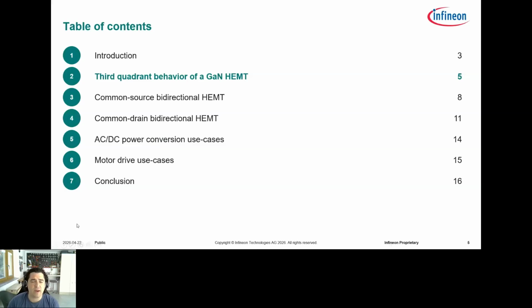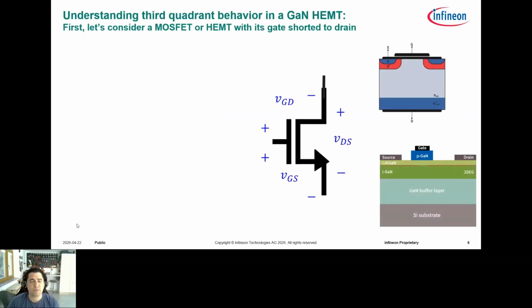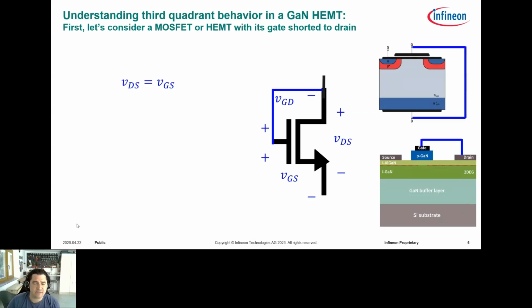Now, to start with, before I get into the way a bidirectional GaN switch behaves in the third quadrant, meaning when there's voltage from source to drain, let's talk a bit about how a normal GaN HEMT behaves in the third quadrant. I like to start this explanation by talking about what happens in a very different scenario. Let's consider you have a MOSFET, as you see here in the top right, or a GaN HEMT, as you see in the bottom right, and you connect the gate and the drain together. This is kind of a strange thing to do, but let's just bear with me.